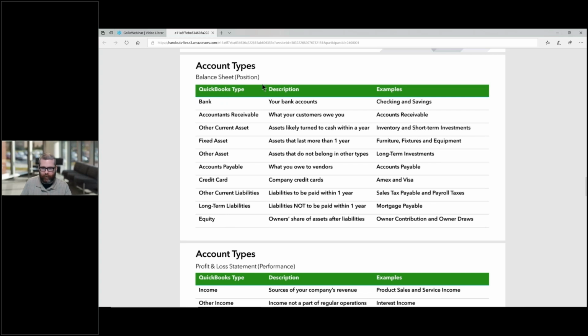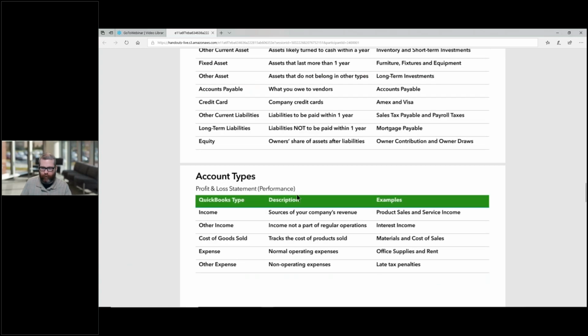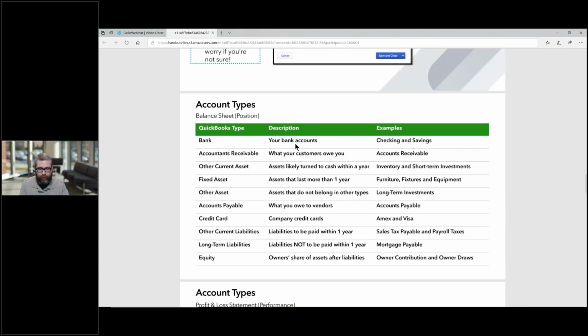This is for the balance sheet. And then there's also one for the profit and loss. And it tells you a description of each different type of account and then different examples for why you would actually need one of those accounts.